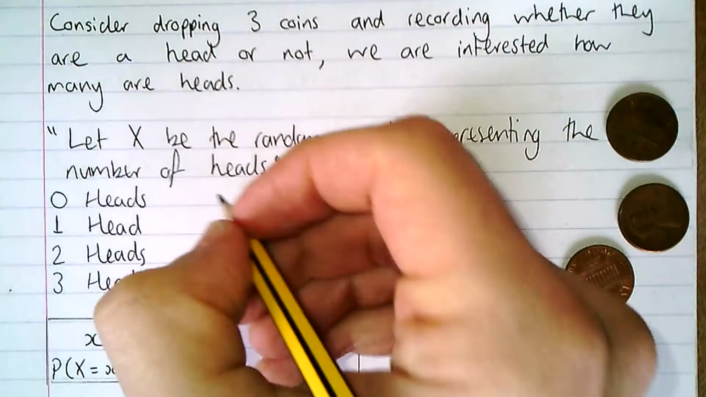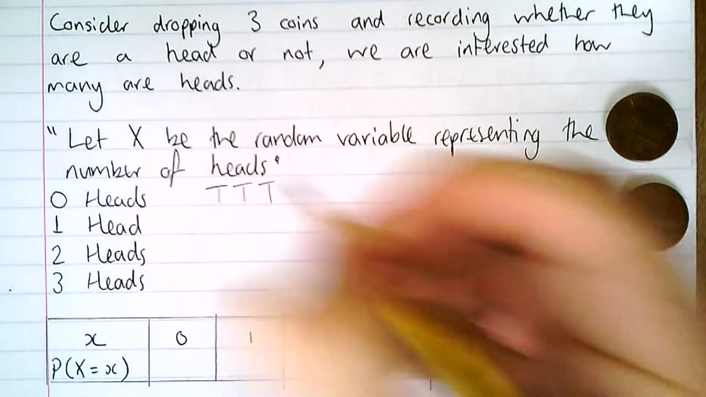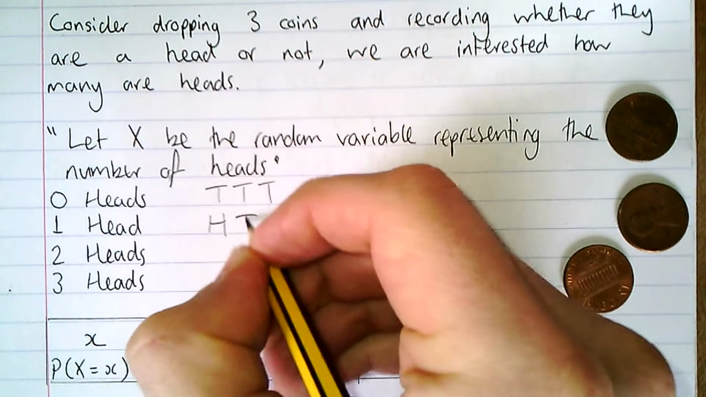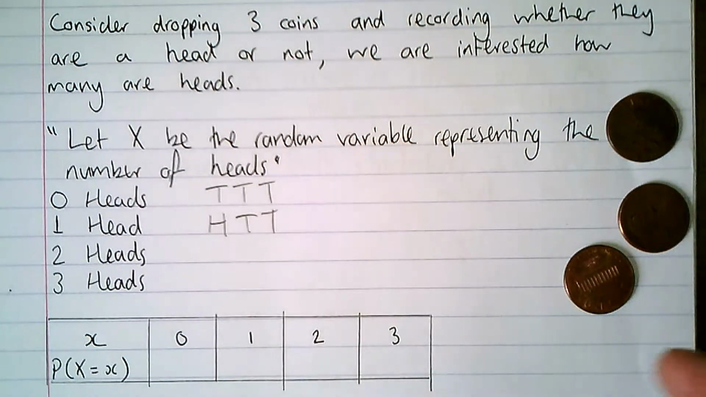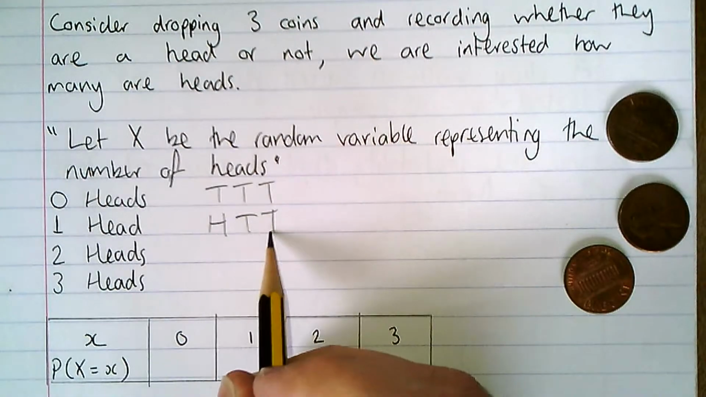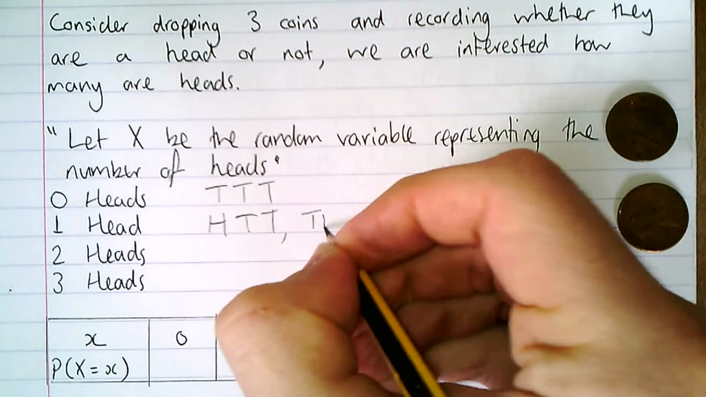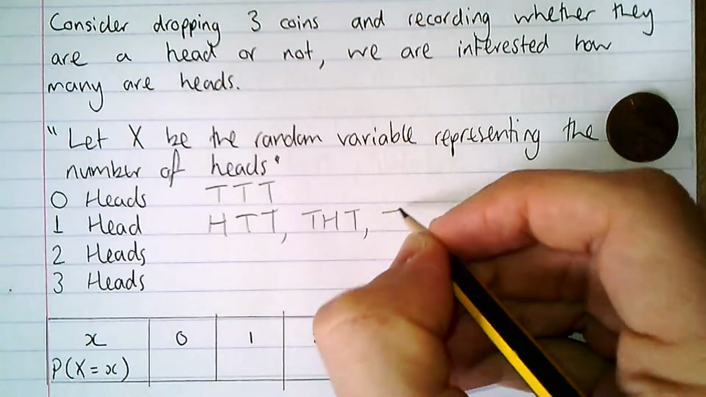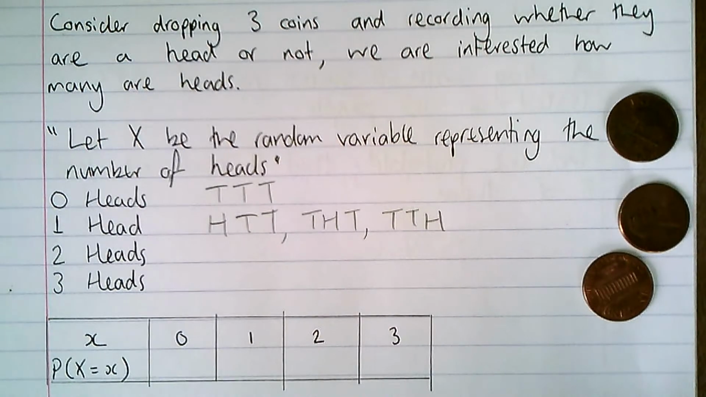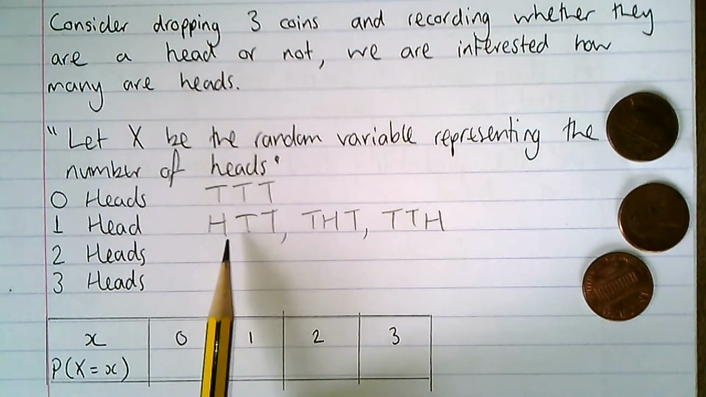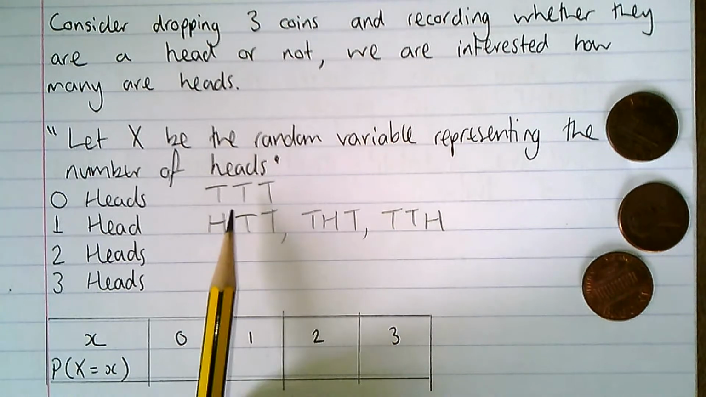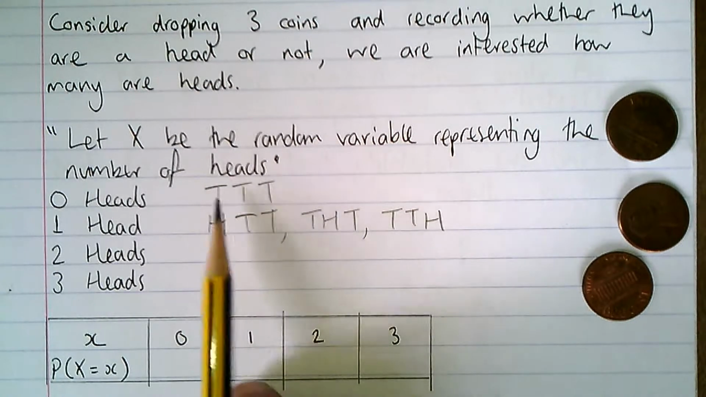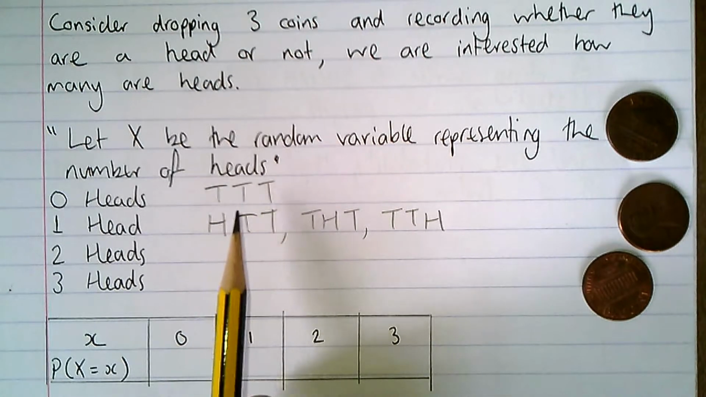How could we get 0 heads? Well, we could get tail, tail, tail. We've seen that before. How could we get 1 head? Well, we could get head first and follow that up with 2 tails. Because remember, I've got my 3 coins, so head on the first, tail on the other 2. I could also get a head in the middle, so the second coin could be a head, or I could have the 3rd coin being a head. So here, as you can already see, it's much more likely that I get 1 head than I get no heads. It's very, very rare for us to drop these 3 coins and get no heads.